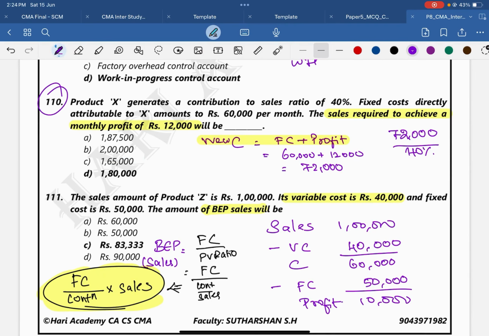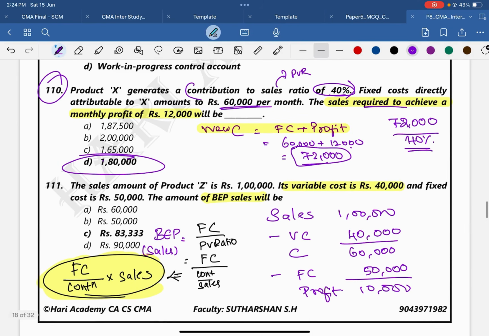110. Product X generates a contribution of 40%, which is nothing but the PV ratio. Fixed cost directly attributable is 60,000 per month. The sales required to earn the same: 60,000 plus 12,000 is 72,000. 72,000 divided by 40% will give you 1,80,000.